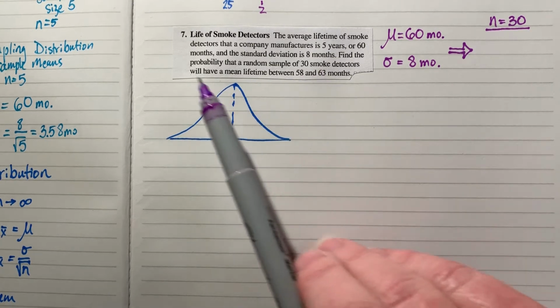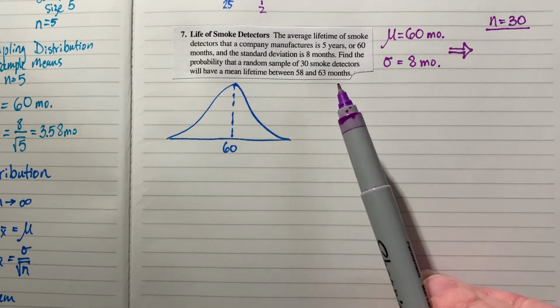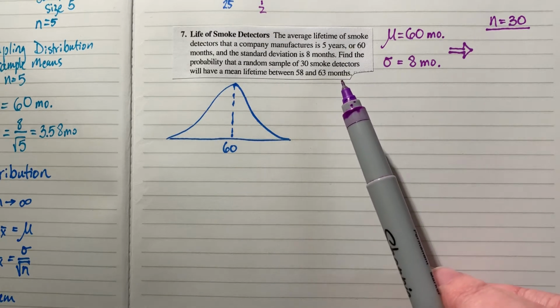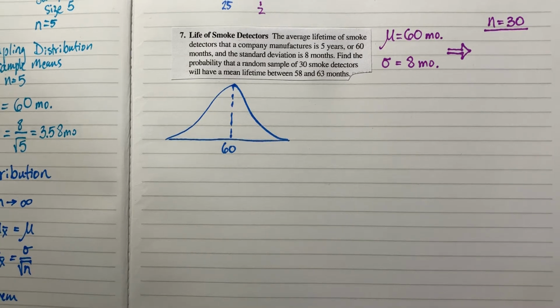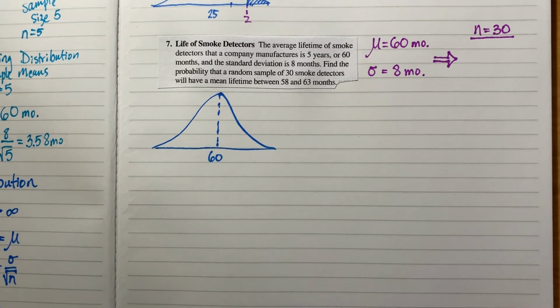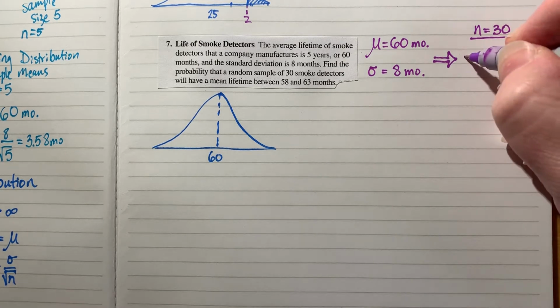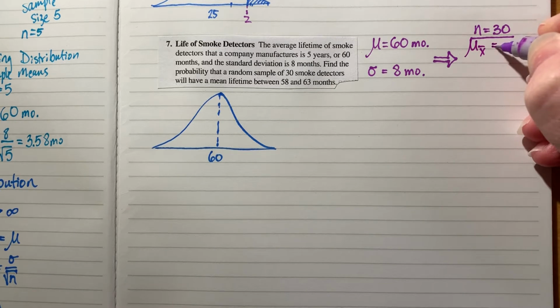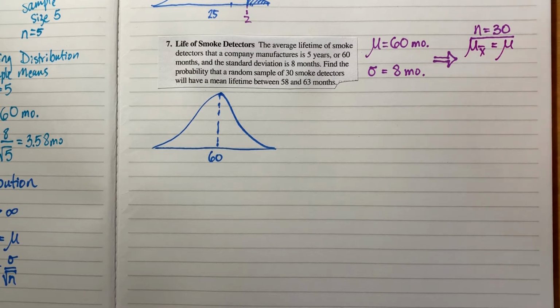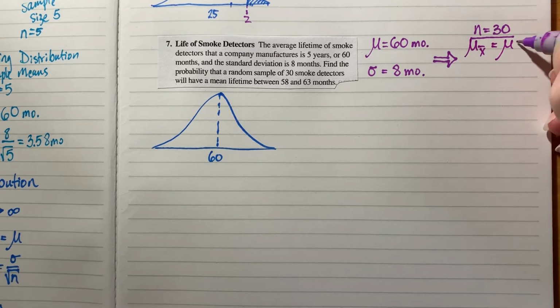Well, note that nobody tells you here that this is a normal distribution. Well, they don't even have to do that because guess what? This happens to be a sample size of 30. So it doesn't matter from what kind of distribution it comes. The central limit theorem applies here. And you can actually say that the mean of all the sample means is actually going to be the mean of the population, which is going to be 60 months.